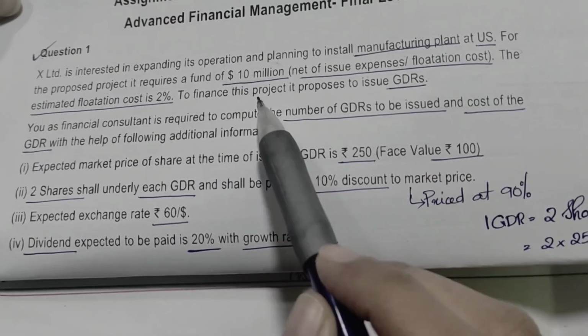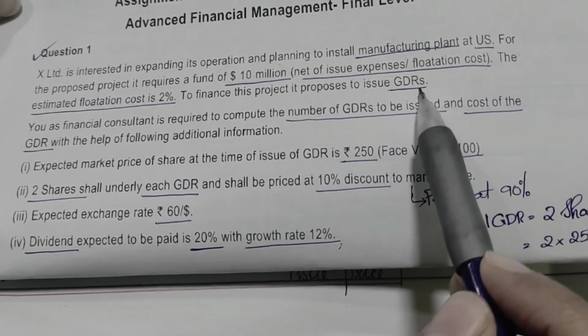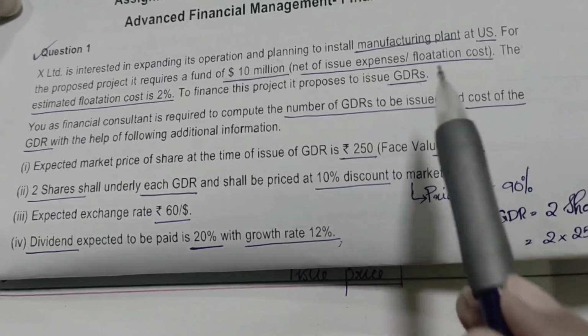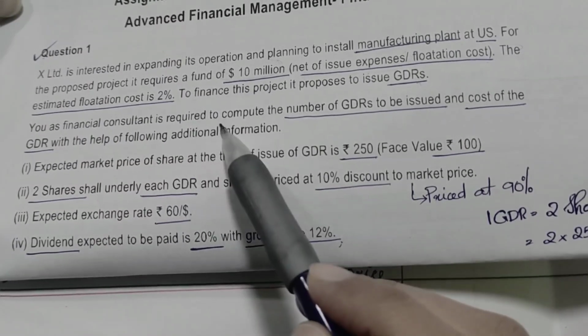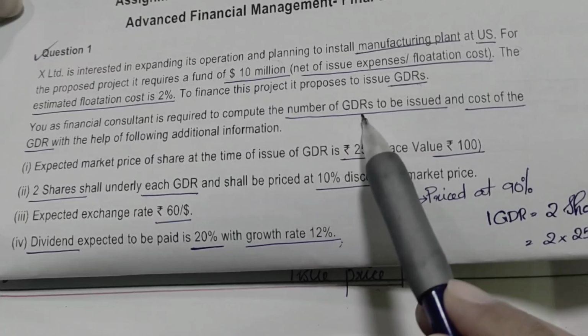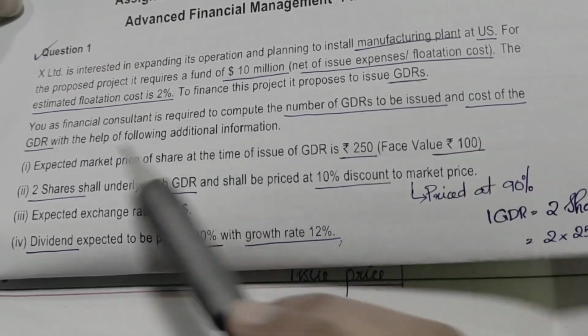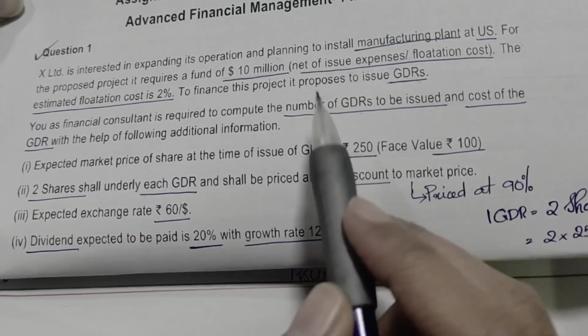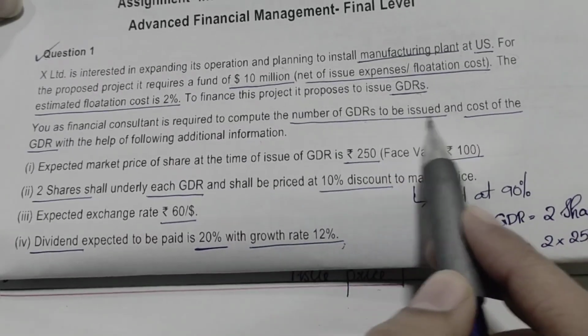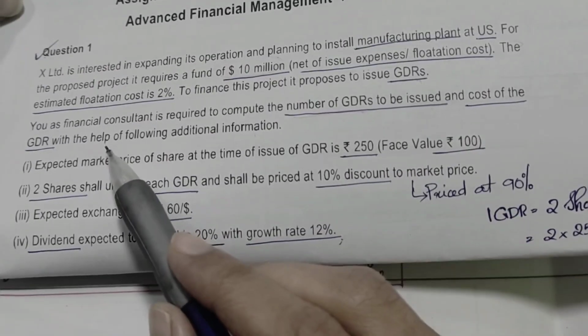To finance this project, it proposes to issue GDRs, Global Depository Receipts. You, as financial consultant, are required to compute the number of GDRs to be issued and cost of GDR with the help of the following additional information. So we need to compute the number of GDRs to be issued and cost of GDR.